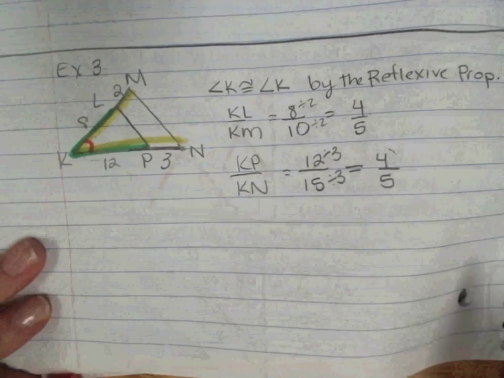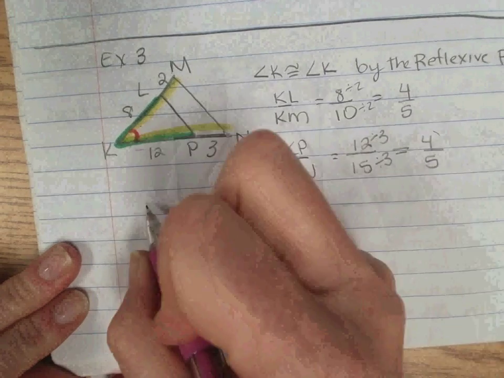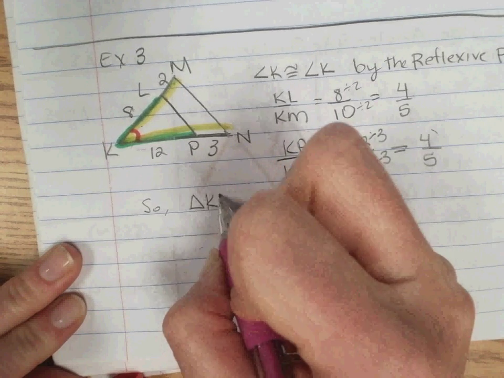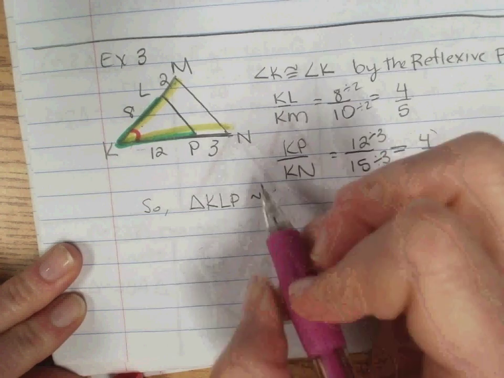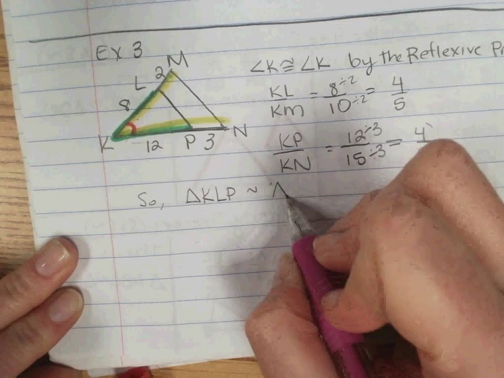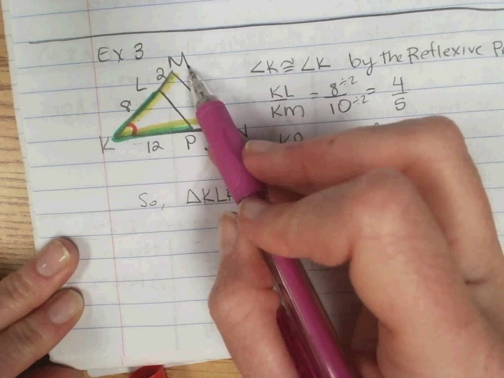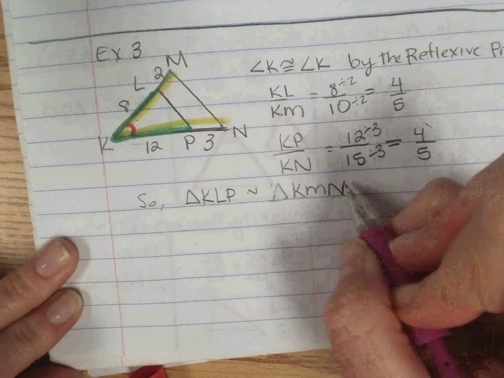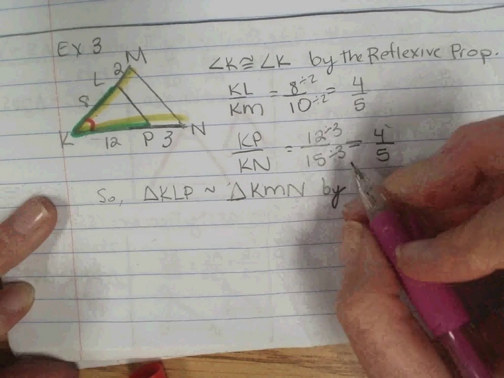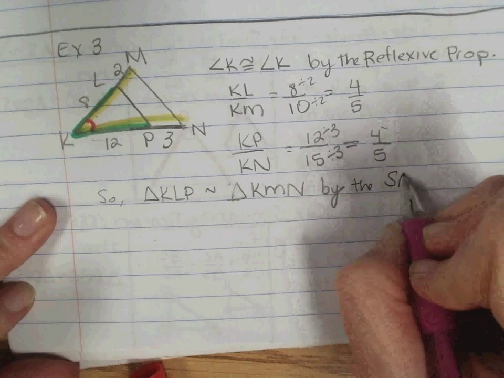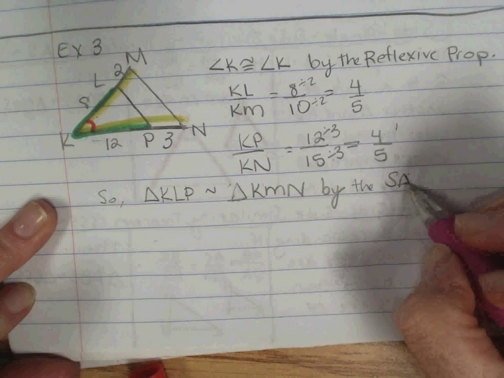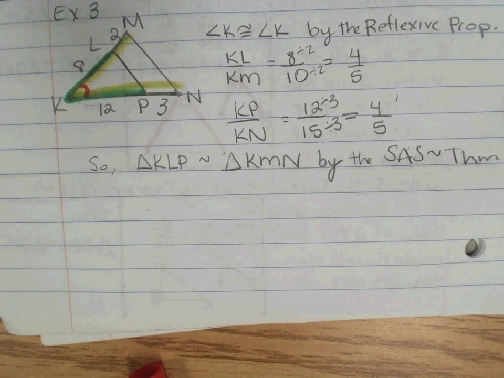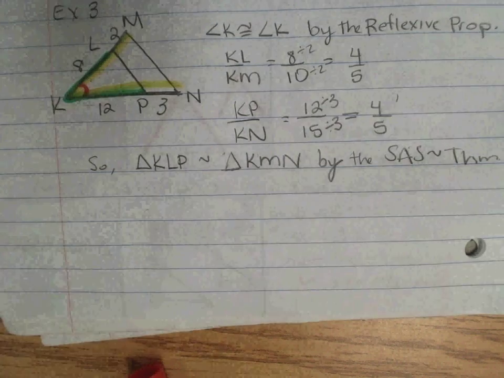So we can now say that triangle KLP is similar to triangle, so we have to go the same order, KMN. And that is by our side angle side similarity theorem. And that's all for our notes.